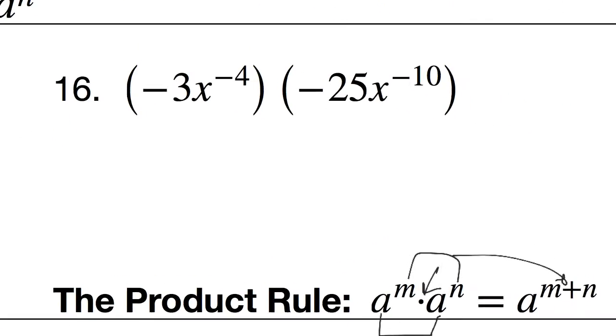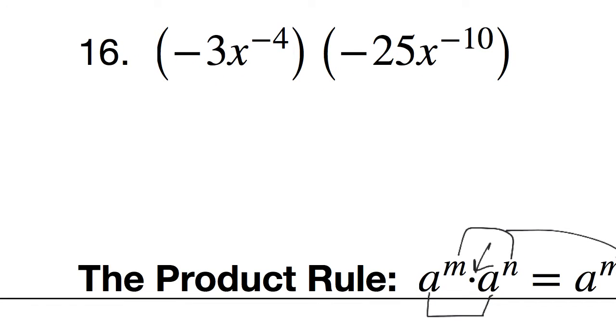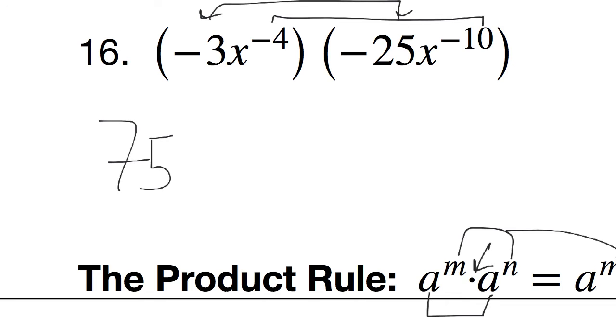Let's do the same thing here. Negative 3 times negative 25 is going to be positive 75. Negative 4 plus negative 10 is going to be negative 14.